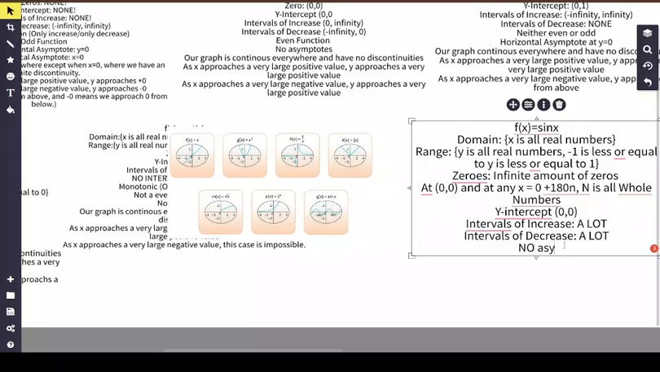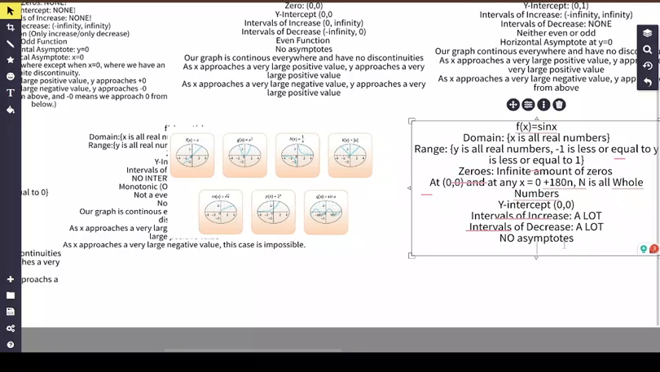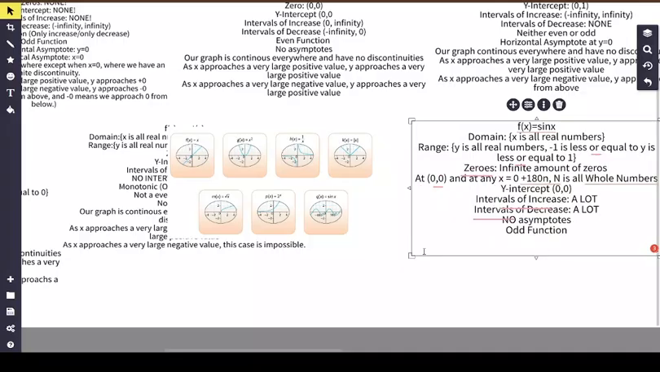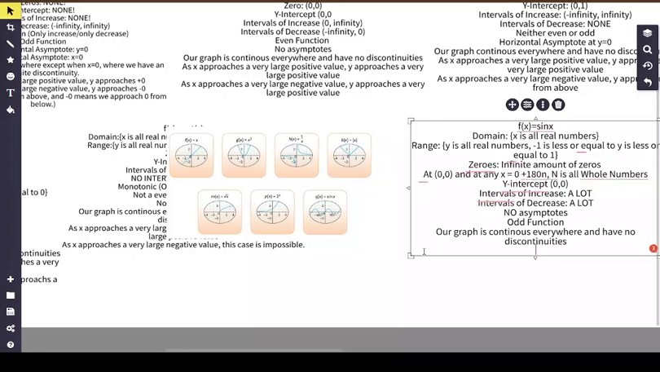Okay, so no asymptotes. So is the sine function an even function or an odd function? How do we know if it's an odd function right away from the graph? Well, if you rotate it around the origin 180 degrees, and it's the same thing, it's an odd function. So the sine function is actually an odd function. And our graph is continuous everywhere and has no discontinuities.